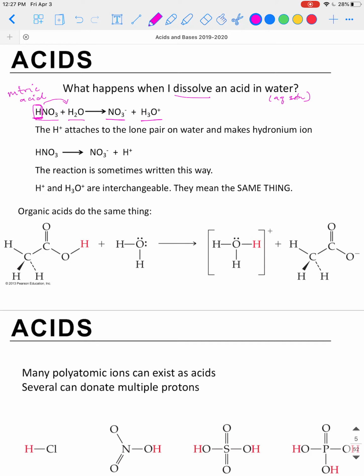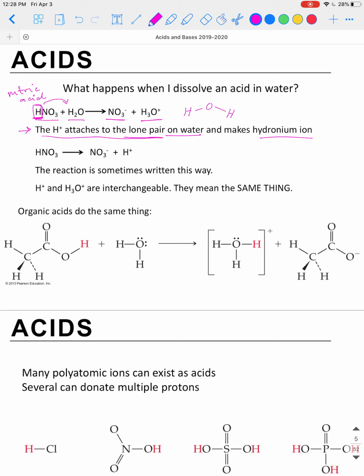Okay? So water is picking up, it's receiving the acidic hydrogen ion, the acidic proton that the acid gives away. Okay? And then the H+, this is just explaining what we just said. The H+ attaches to the lone pair on water, and it makes the hydronium ion. Okay? Now, where is the lone pair on water? If we say the lone pair on water, where is the lone pair on water?